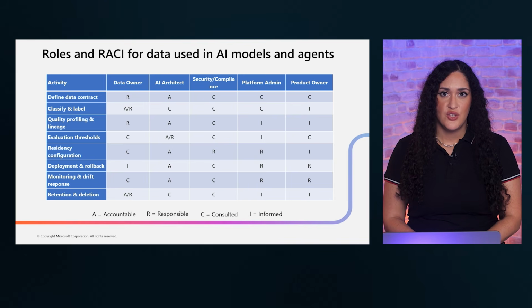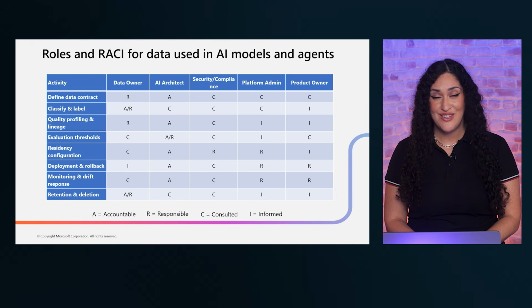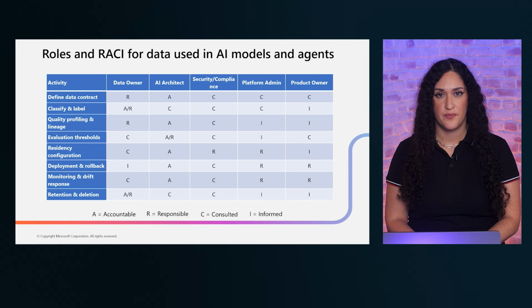This RACI chart defines who does what across the data lifecycle. Pause here if you need to and review the roles. Make sure every activity has a clear owner and that no one is working in isolation. Cross-functional collaboration is what makes AI governance work at scale.